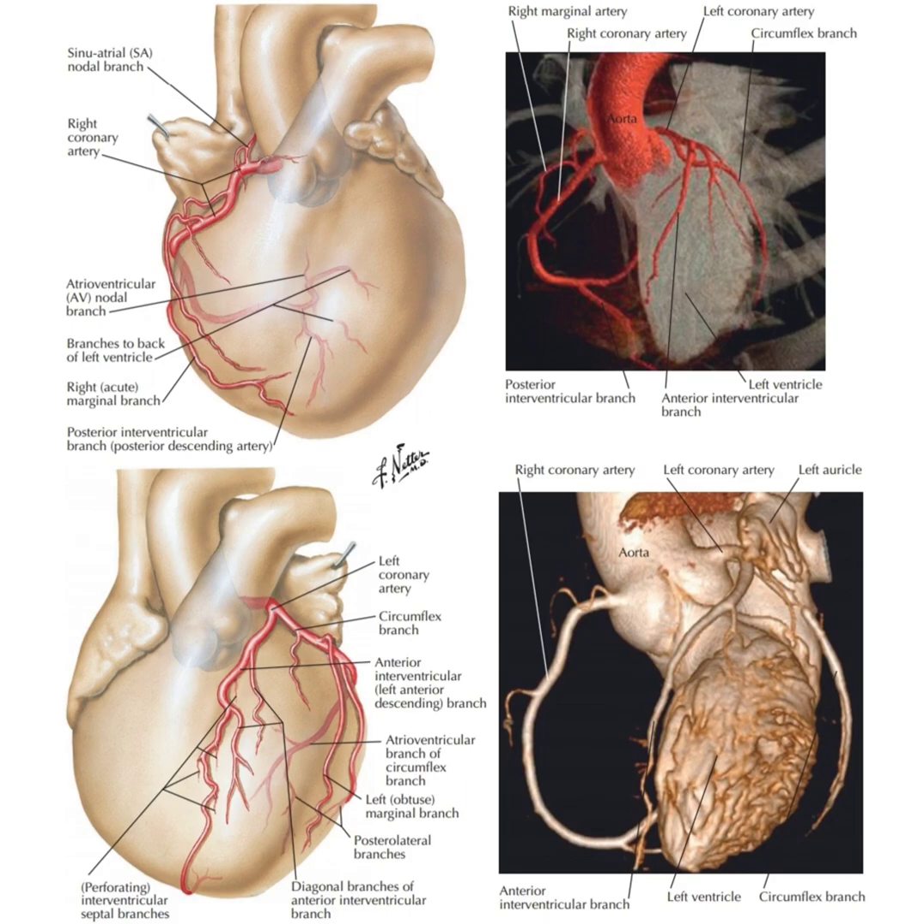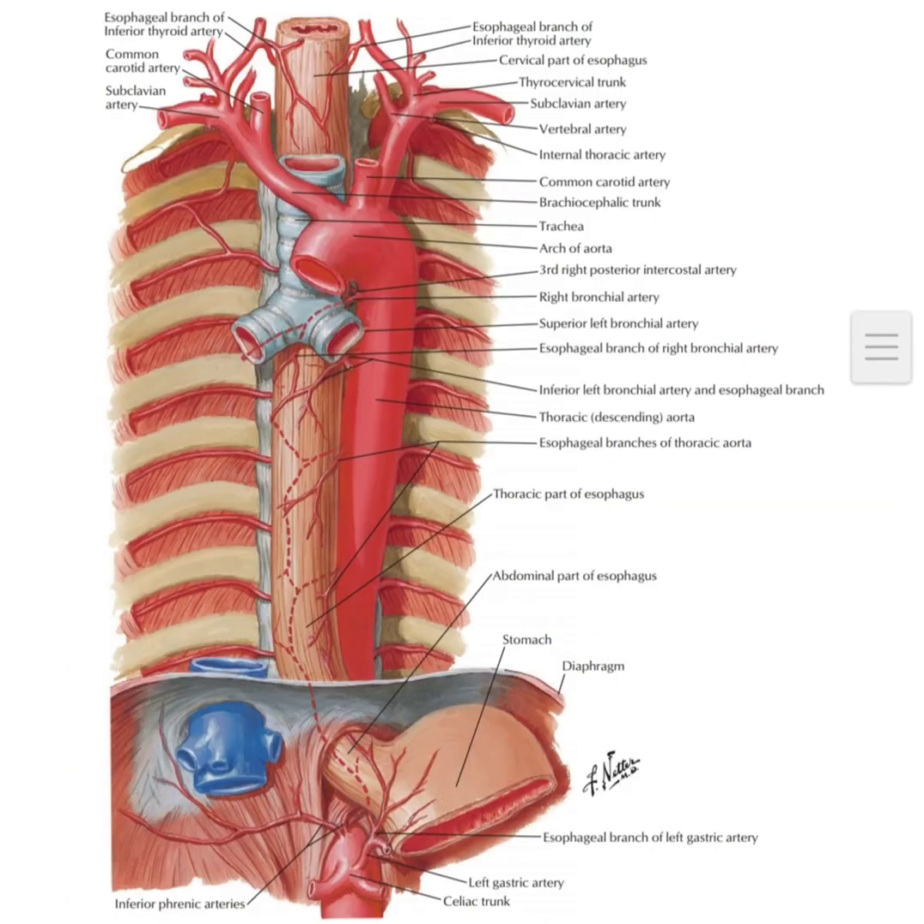Then the ascending aorta becomes the arch of the aorta. Let's start with the arch of the aorta. The arch of the aorta begins and ends at the level of the angle of Louis, that is T4, the thoracic 4 vertebra. It gives three branches: the brachiocephalic, the left common carotid, and the left subclavian. Then the brachiocephalic artery further divides into the right subclavian and right common carotid artery.